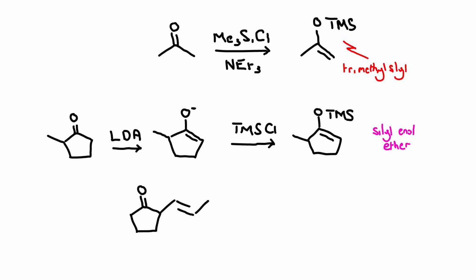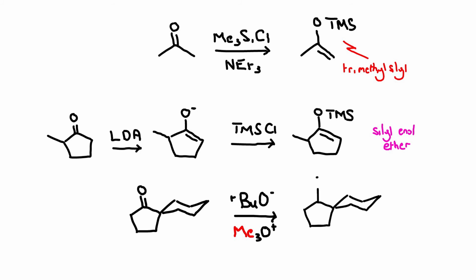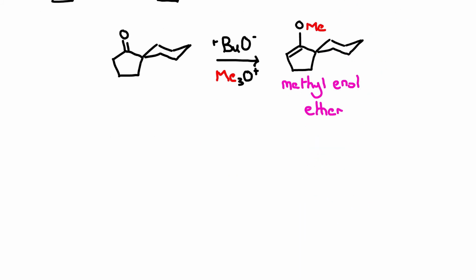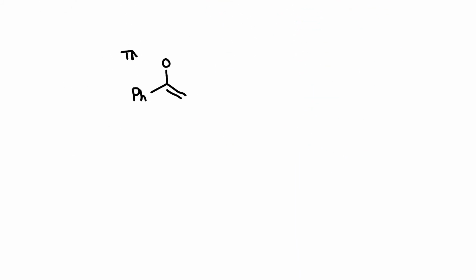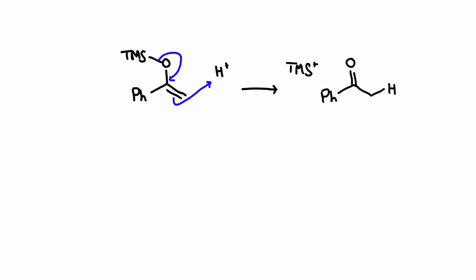It's also possible to take ketone enolates and alkylate them to form methyl enol ethers. Here, a very hard electrophile, trimethyl oxonium, is used for that alkylation reaction. Silyl enol ethers are very easily reacted with electrophiles. In the simplest possible case, that could be a proton to give back the ketone, and it could be a more interesting electrophile to give a substituted ketone.